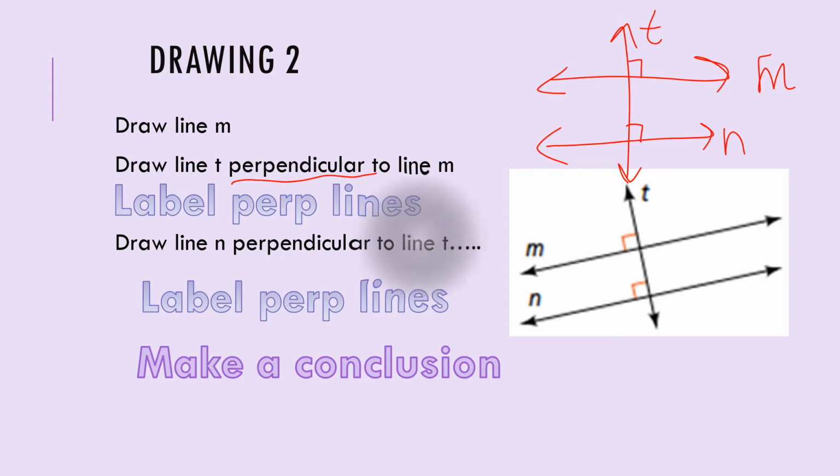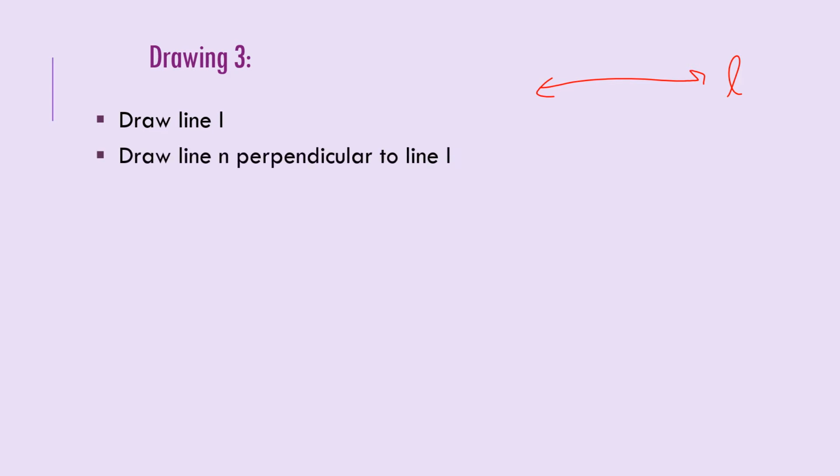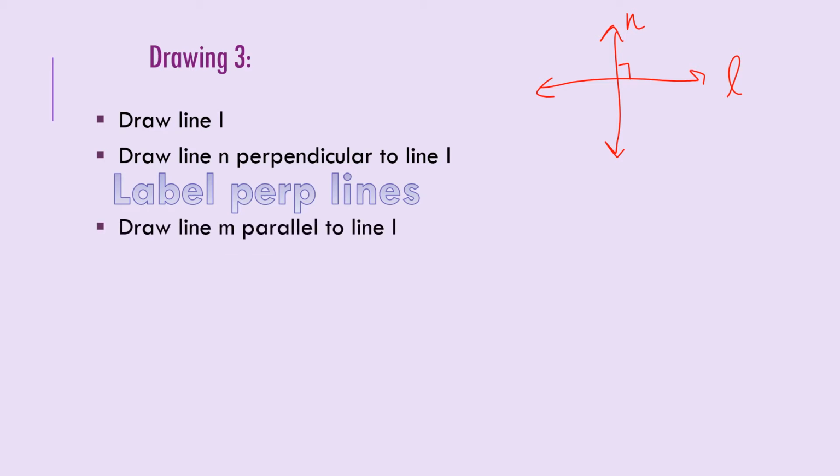For drawing number 3, draw line L first. So I have line L. Draw line N perpendicular to line L. So here's N, and then it's perpendicular. We labeled them perpendicular with our right angle. Next step is to draw line M parallel to line L.